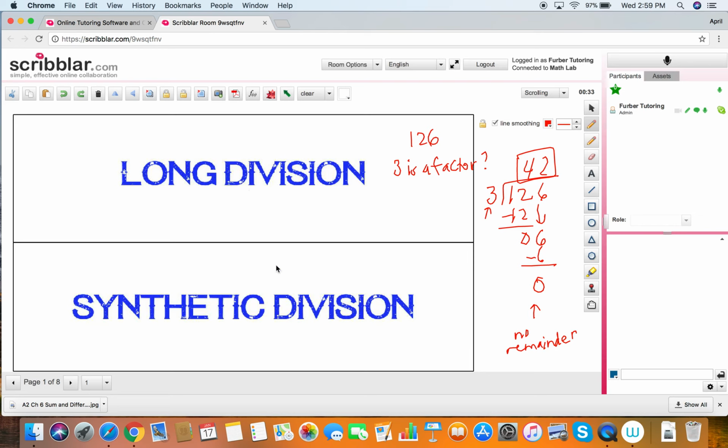So we're going to take each method one at a time, but essentially all we're doing in these examples is determining whether a factor, and in this case we're dealing with polynomial factors, so something like this, would be a factor of the polynomial that we are trying to factor. Okay, so in the next video we'll get started with long division first.